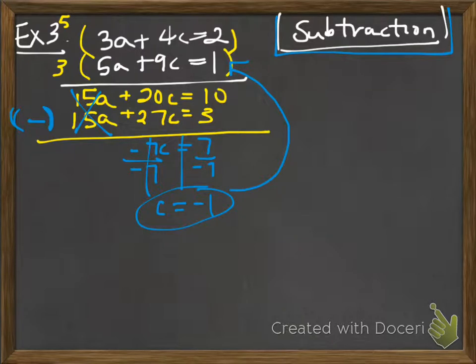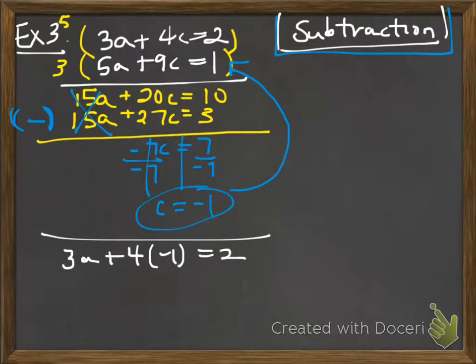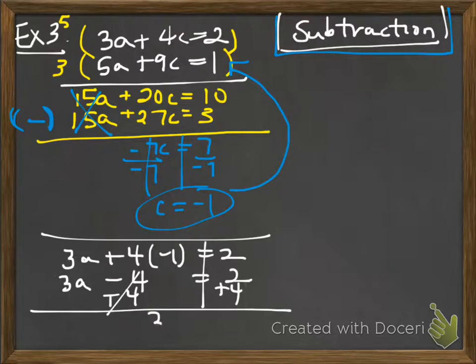I want to go ahead and take this back and put it in one of my original equations. And this is the same as what we've been doing, okay? So here I'm going to do 3a plus 4 times negative 1 equals 2. So then I have 3a minus 4 is equal to 2, because 4 times negative 1 is negative 4. Add 4 to both sides. Then I have 3a is equal to 6. Divide both sides by 3.